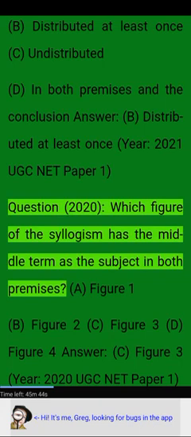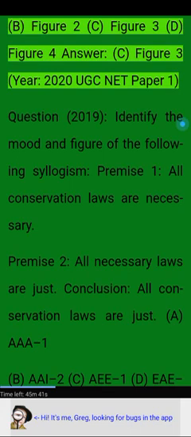Question 2020. Which figure of the syllogism has the middle term as the subject in both premises? A. Figure 1. B. Figure 2. C. Figure 3. D. Figure 4. Answer. C. Figure 3. Year 2020 UGC NET paper 1.